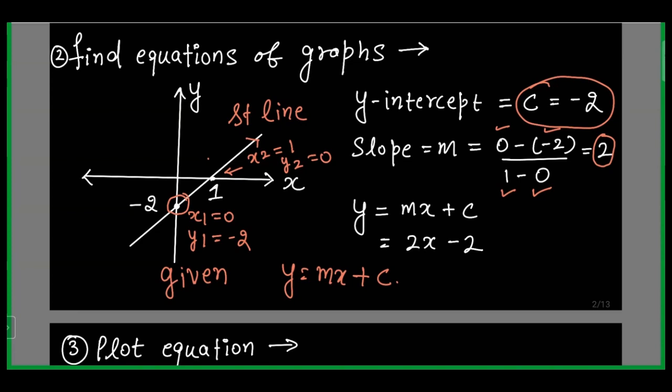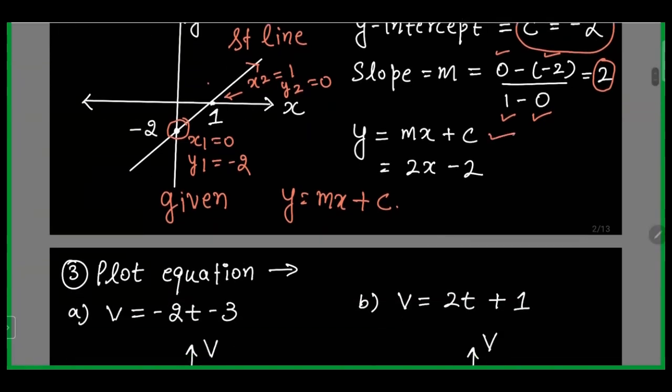So we know now the slope, we also know the intercept. So let's just put in the values. In the place of m, I will put 2. And in the place of the intercept, I will put -2. So this is my equation: y equals 2x minus 2. So I got the equation from the graph.